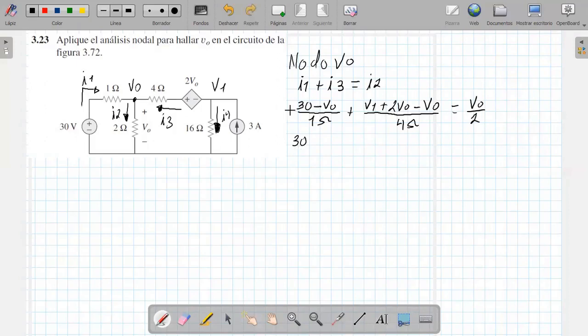Well, it would be 30. But I'm not going to put it over 1 minus V sub 0. About 1 V sub 0 plus E. Well, I'm going to draw down here. Better. Here. 30 minus V sub 0 plus V1 over 4 plus 2 times V sub 0 over 4, minus V sub 0 over 4, equal to V sub 0 over 2.